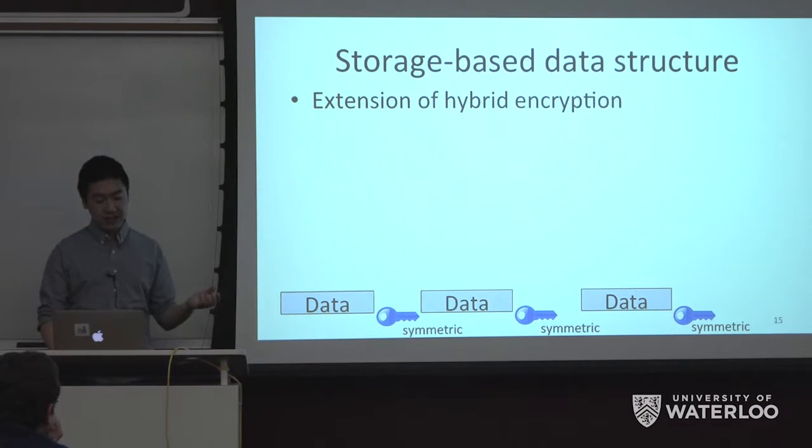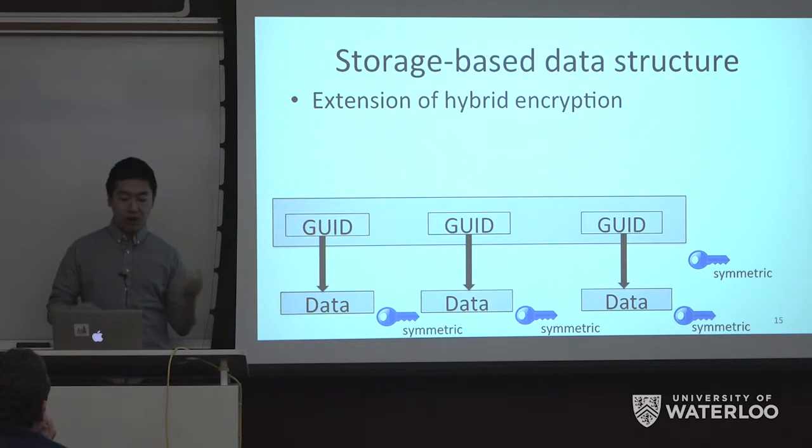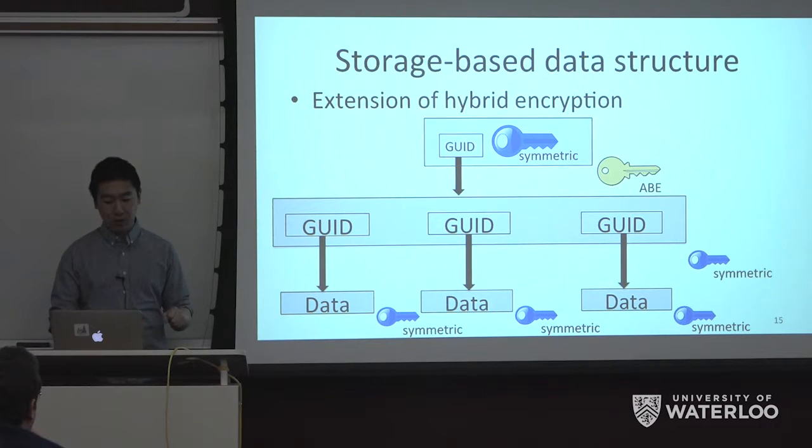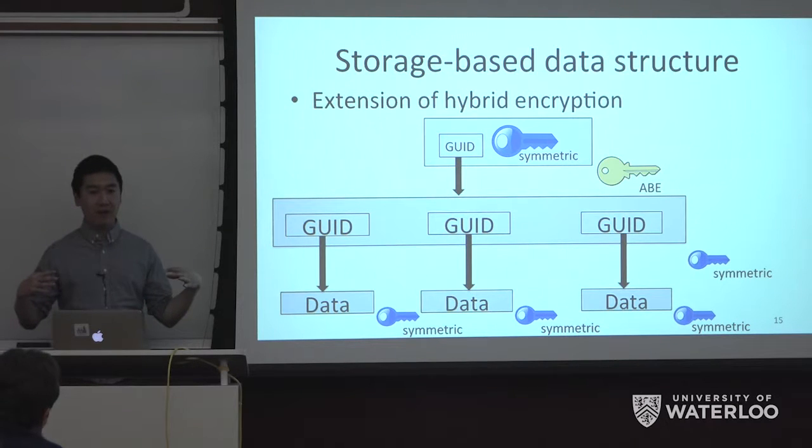First, the user generates a symmetric key, like in hybrid encryption, and encrypts her data. Then she creates an indirect GUID table and encrypts the GUIDs with the same symmetric key. We will call this the indirect GUID table. And the user finally encrypts the symmetric key with her public key using the appropriate attributes that all that data fit under.